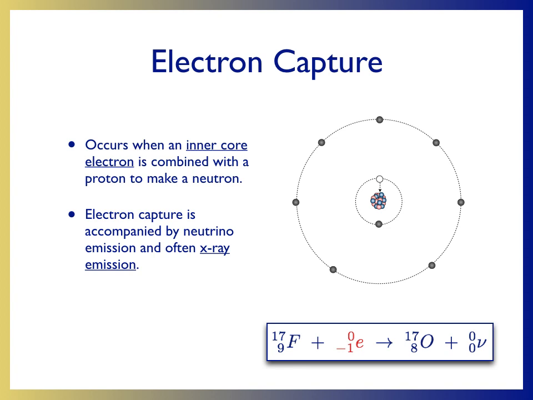This leaves a hole in the inner shell of the atom, as shown on the right for fluorine undergoing electron capture. This hole is immediately occupied by a higher energy electron. As that electron moves into the lower energy state, an X-ray is given off. And this is usually how we tell that electron capture has occurred, through the emission of X-rays.